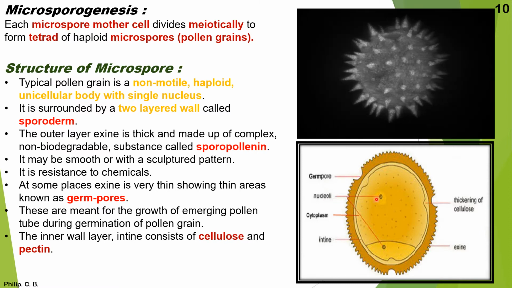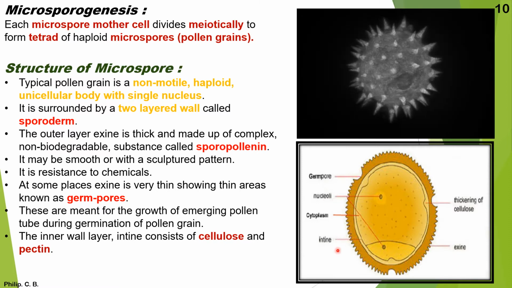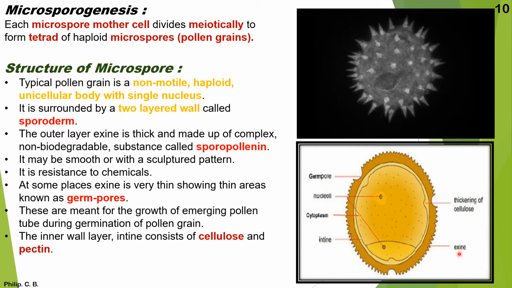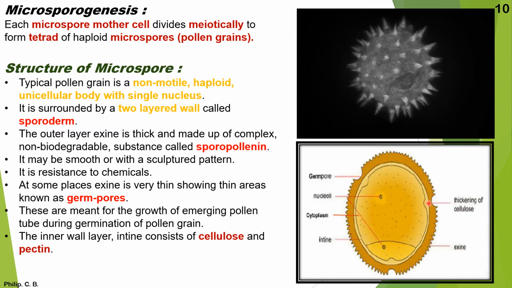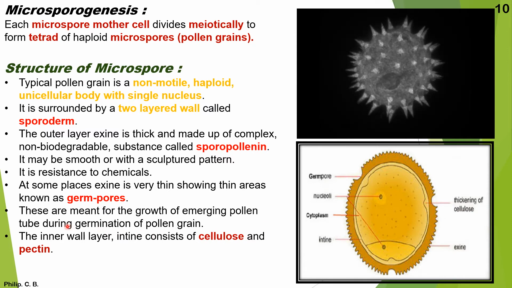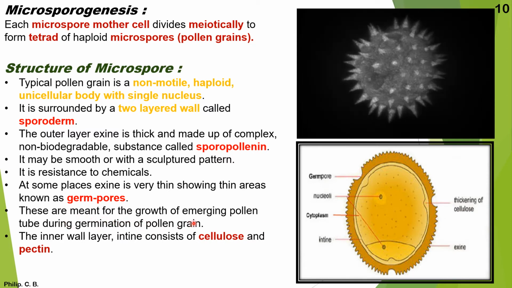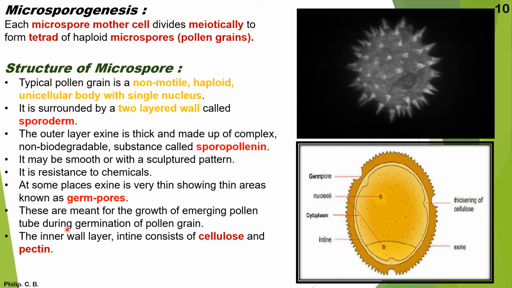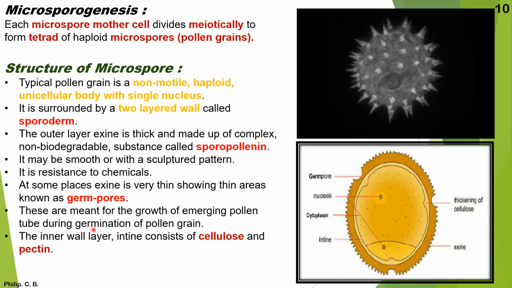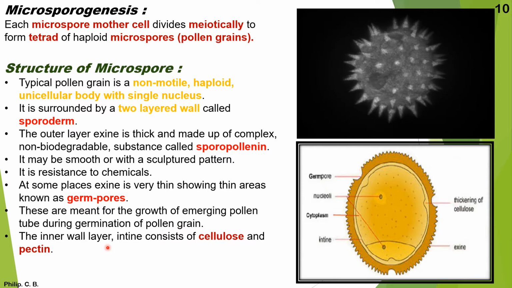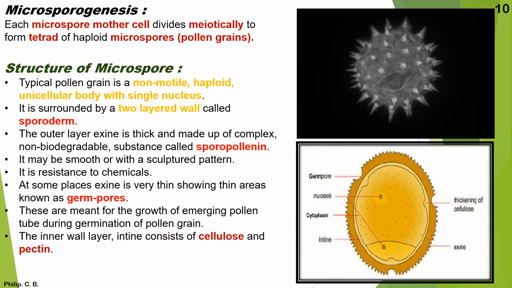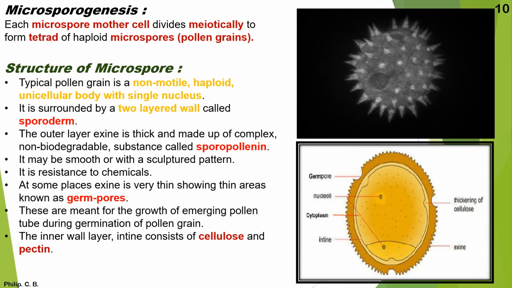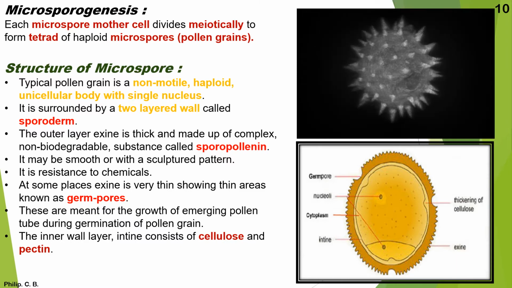The other parts: the nucleus, cytoplasm, the exine, the outer spiny part, and the thickening of the cellulose inner to it, the intine. Okay, further these are meant for the growth of the emerging pollen tube during germination of the pollen grain. The inner wall layer, intine, consists of cellulose and pectin. So intine is made up of cellulose and pectin.